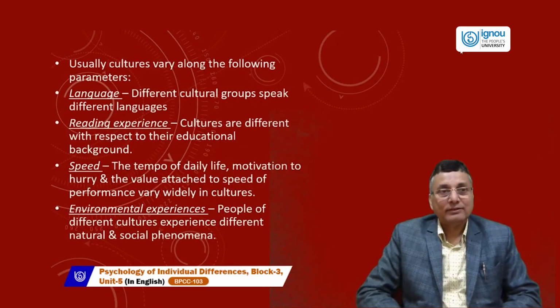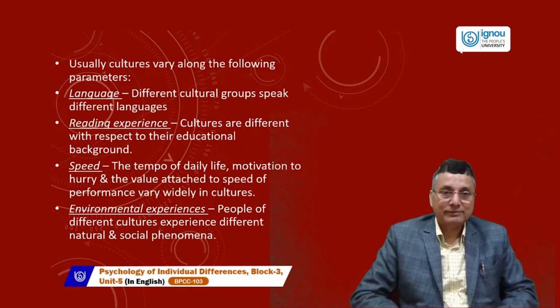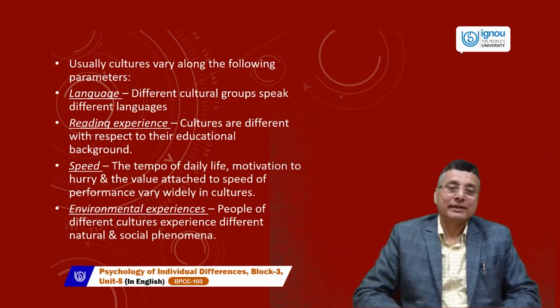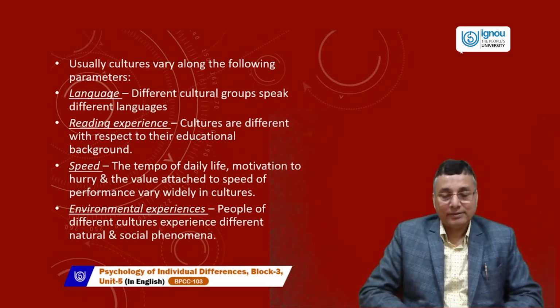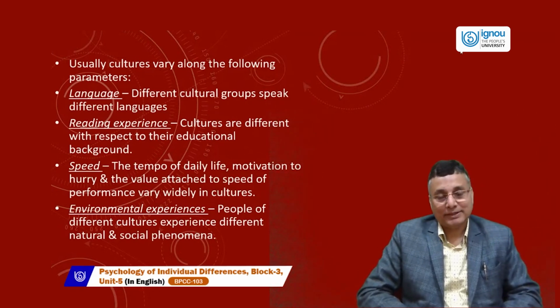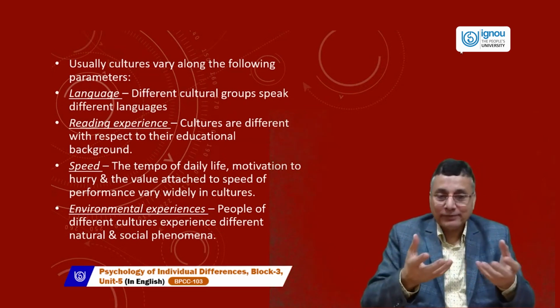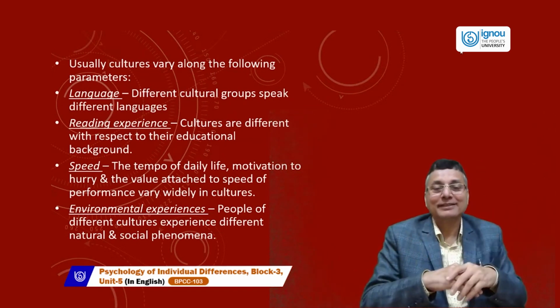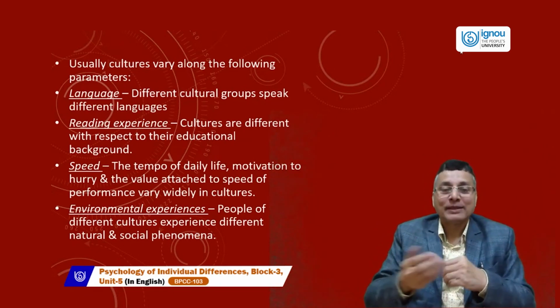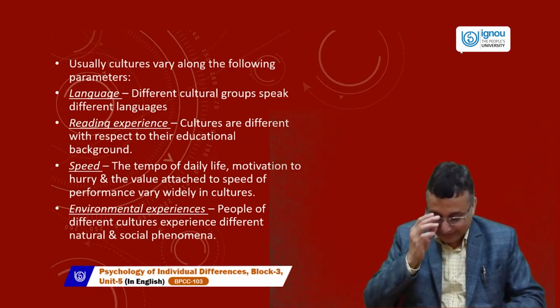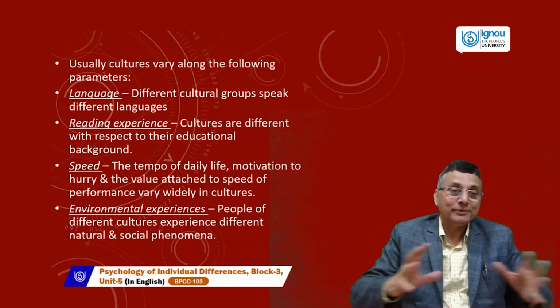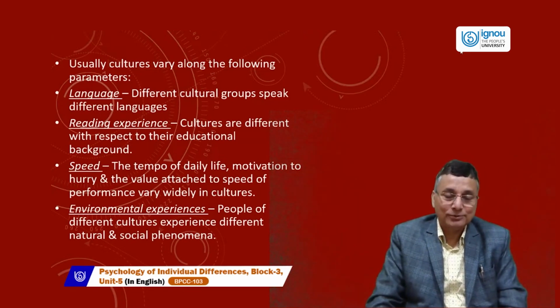Usually cultures vary along the following parameters. One is language: different culture groups speak different languages. Even within one culture, there may be two or three groups who speak the same language with different dialects. Like Hindi, it is spoken in Bihar, Bengal, Uttar Pradesh, Uttarakhand, Delhi, Haryana, Punjab, Jammu Kashmir, Madhya Pradesh and Chhattisgarh, and you will find differences in dialects. Though it is Hindi, it's spoken differently, and even some of the words are different. So if you have developed a test of verbal intelligence in Delhi, it may not be very suitable for people from other states.